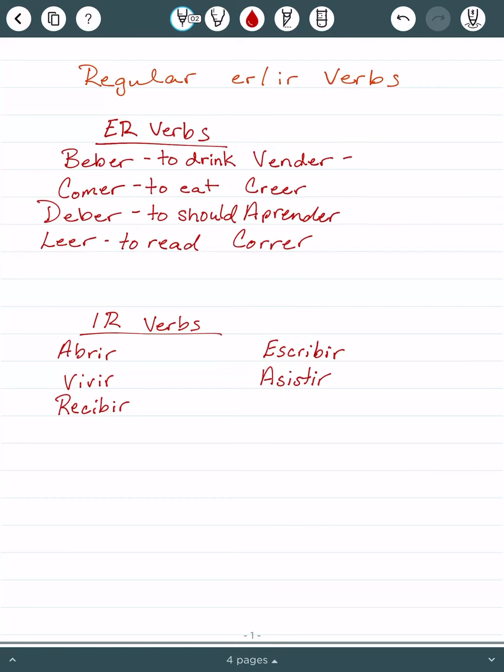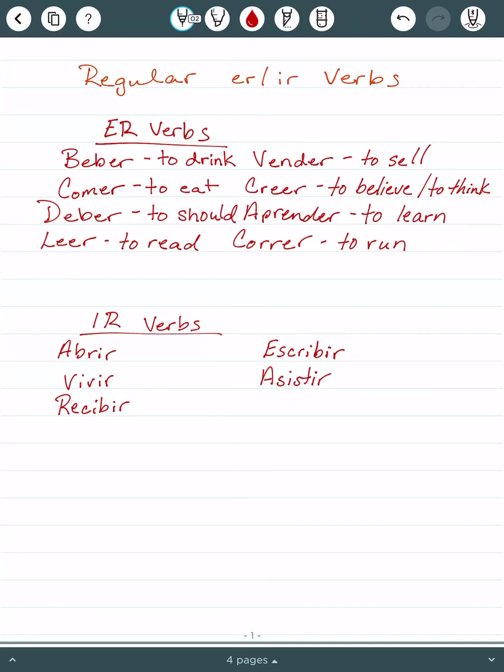Vender, that looks like vend. If you go to a vending machine, that's something that sells things. Vender is to sell. Creer, literally to believe. You also use that to mean to think, which I believe is what you are using it for in this chapter. Aprender is to learn. And correr is to run. So start with memorizing those verbs.